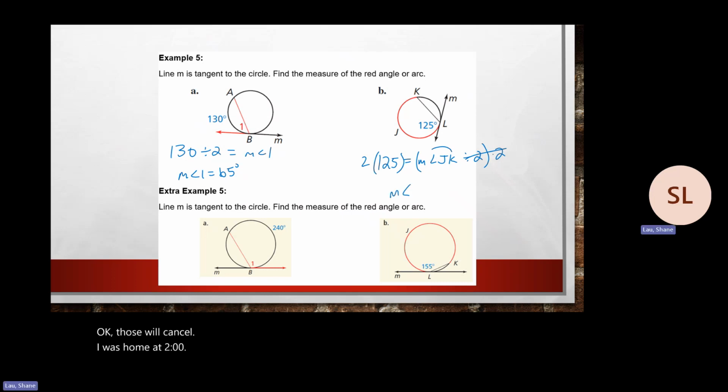That then means that the arc measure of LJK is equal to 250, not 225, 250 degrees. Okay, go ahead and try to solve the other two.